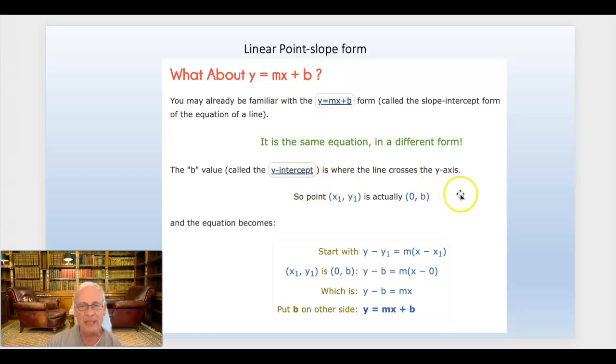And at the y-intercept, x is 0. x is 0 at the y-intercept. So the point is actually like (0, b). We could call it that. If we put it into our formula, where the x is 0 and the y is b, and you distribute the m, and then just add b to both sides to bring the b to the other side, we end up with the slope-intercept form from the point-slope form, okay?